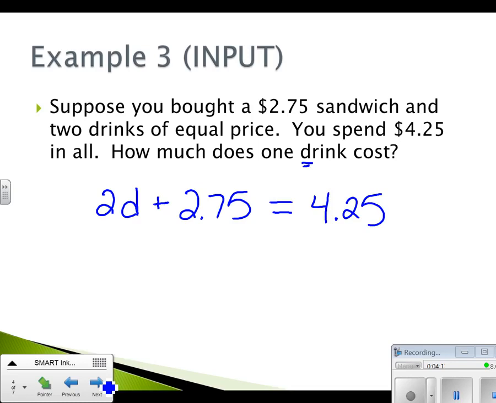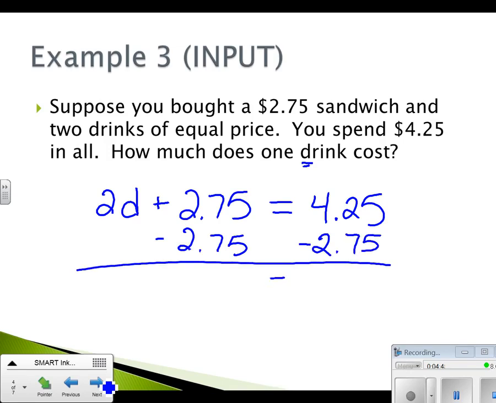So that's the first thing. You have to be able to take words and write that equation. Now we're going to solve the equation. To get the D all alone, which is what we want to find out, we have to get rid of the 2 and $2.75. Now we do addition or subtraction first, then multiplication or division second. So to get rid of the plus 2.75, we're going to subtract 2.75 from both sides. Equal sign right below. That's 0. So you're left with 2 times D is the same as $1.50.